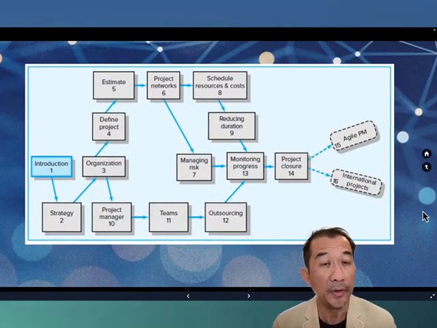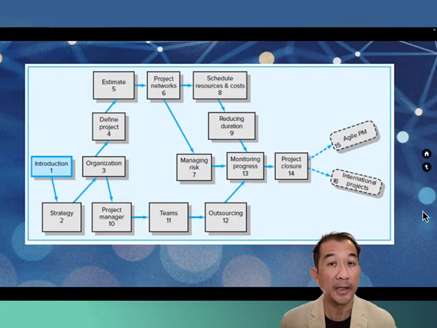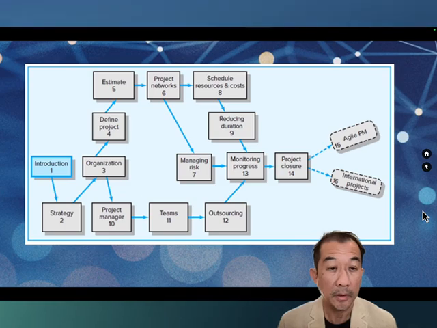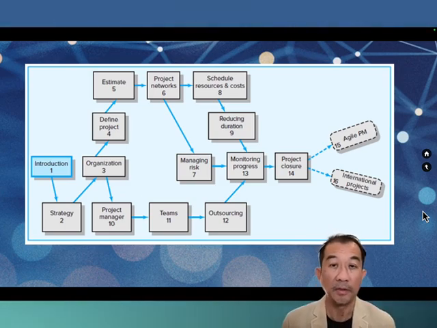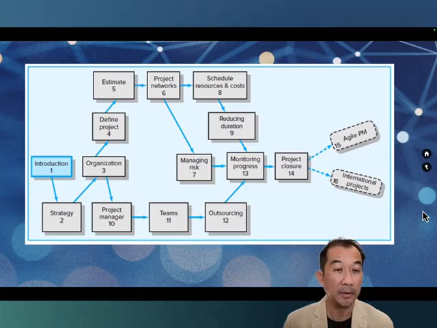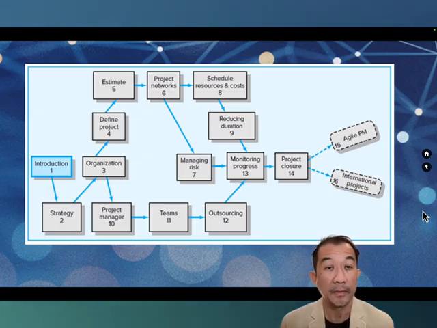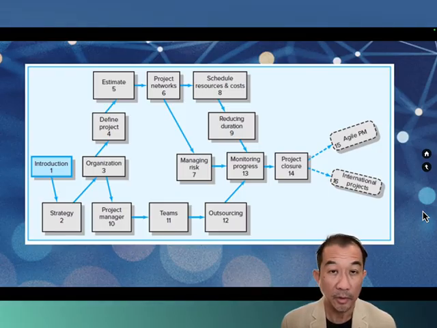First, I'd like to give you an overview of what we'll be covering over the next couple of weeks. We'll start with the introduction. I will be running through 8 chapters, and then I'll hand over to my colleague Sasastri to cover the rest of the chapters. So the first chapter will be introduction, followed by strategy, then organization, defining project, estimation, project networks, managing risks, schedule, resources, and cost.